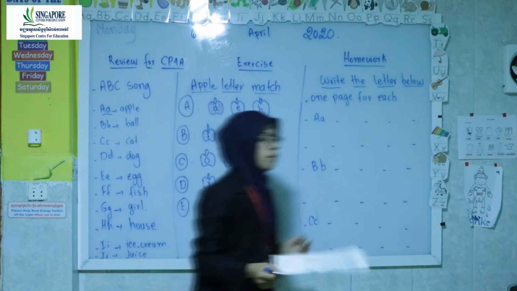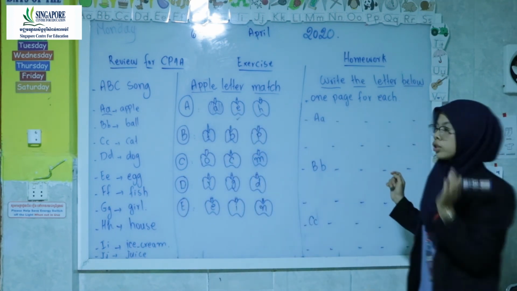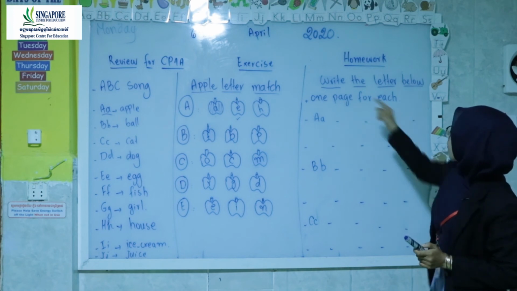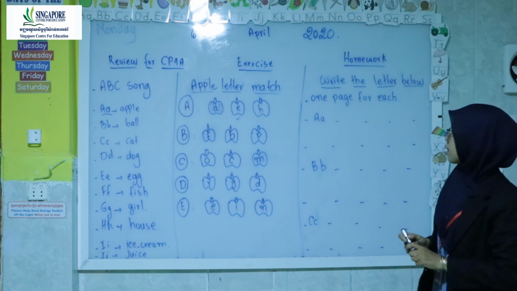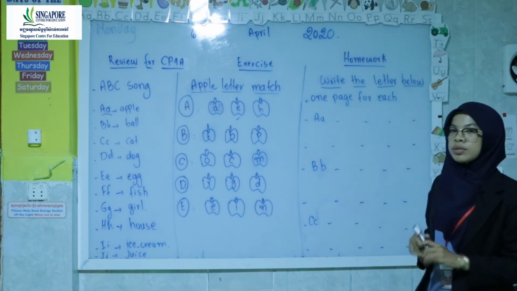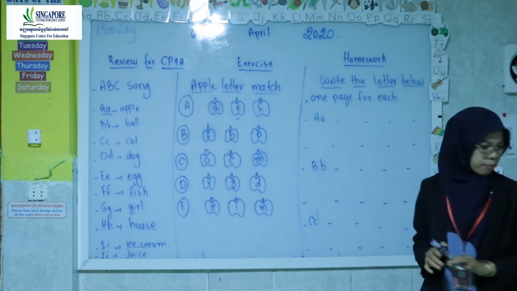That's all. But before we finish this class, teacher has homework for you. Write the letter below, one page for each. For example, letter A, please write down one page. Letter B, write down one page. And letter C, write down one page.